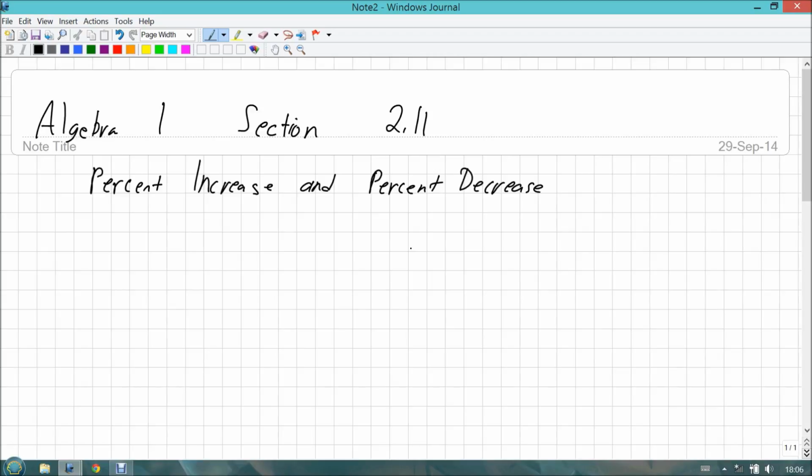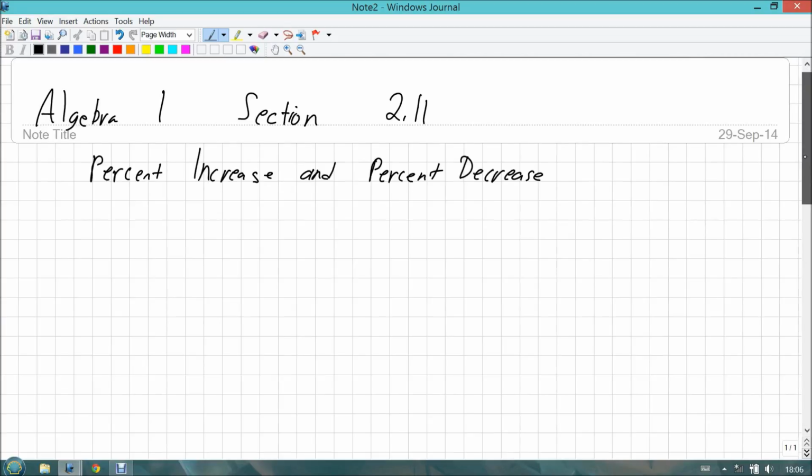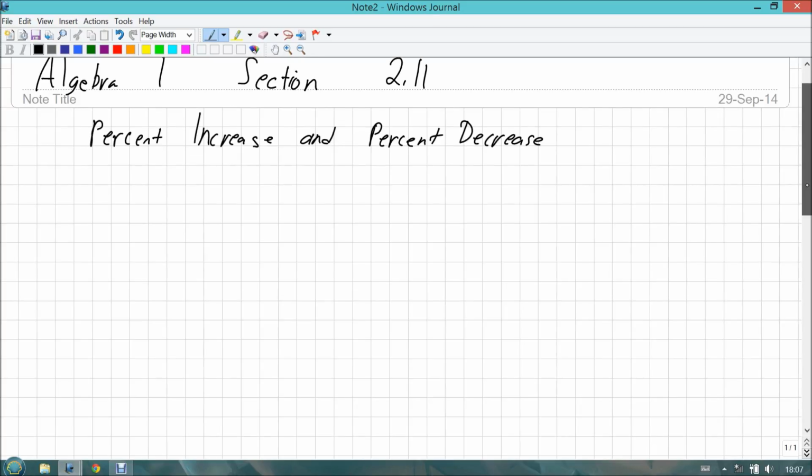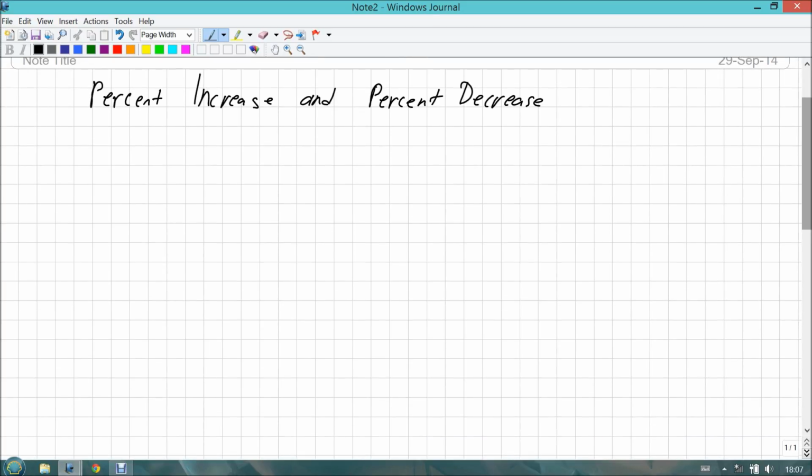Today we're going over section 2.11, which is percent increase and percent decrease. You hear these a lot, especially when you're talking about the government. They might say things like, we had a 3% increase in spending last year, or a 20% decrease in number of bad things happening in the world. So, what that means is that we need to figure out what exactly they're talking about.